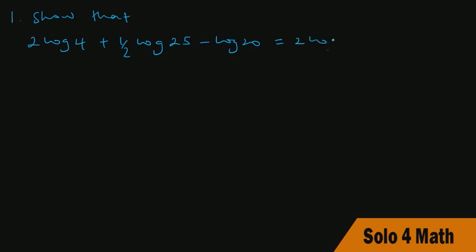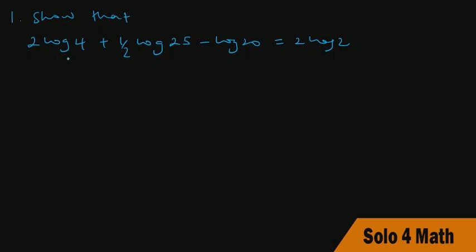Number one, show that 2 log of 4 plus half log of 25 minus log of 20 is equal to 2 log of 2. Now, someone is wondering, where is the base? The base is not appearing here.